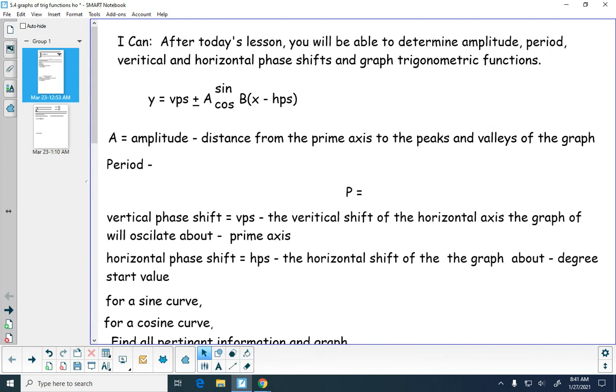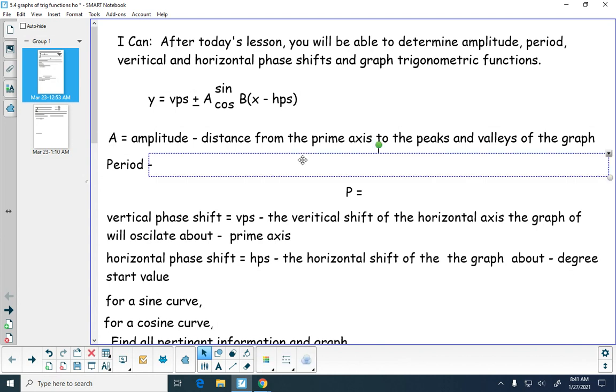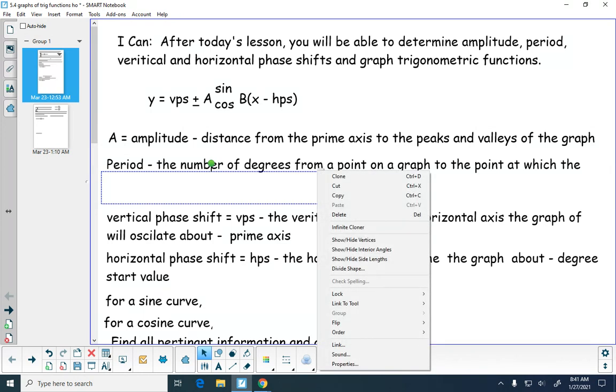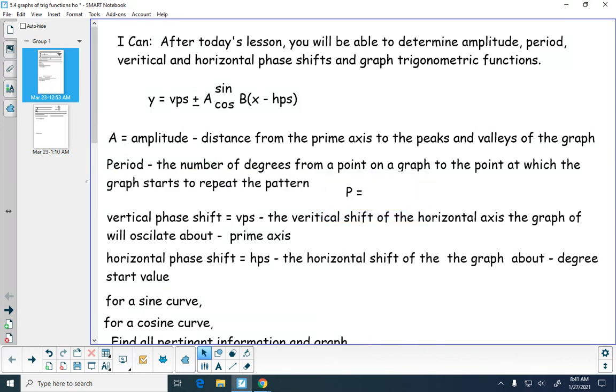We had to deal with the amplitude. Amplitude was the distance from the prime axis to our peaks and our valleys. The period was the number of degrees from a point on a graph to a point at which the graph starts to repeat the pattern.